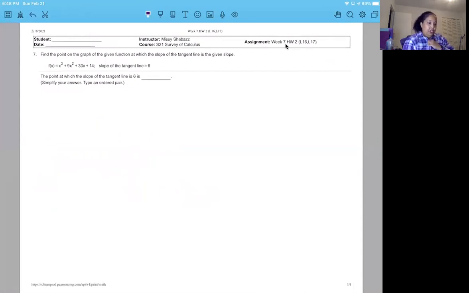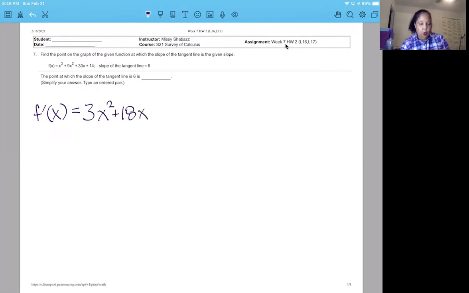All right, the next question says, find the point on the graph of the given function at which the slope of the tangent line is 6. So they give me a function and I want to find every place in that function where the tangent line has a slope of 6. So it means I'm going to take the derivative and set it equal to 6. So first off, the derivative, bring down the 3, x, subtract 1 from 3, which gives me 2. 9 times 2, 18. Subtract 1 from the exponent 2, which just gives me 1.